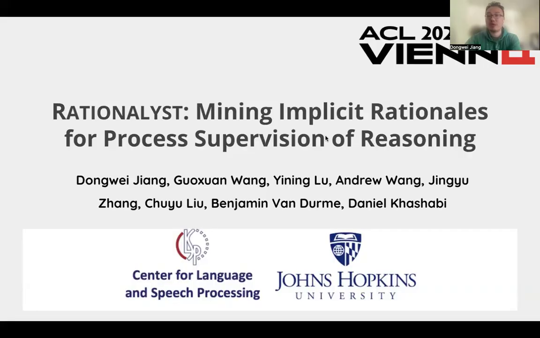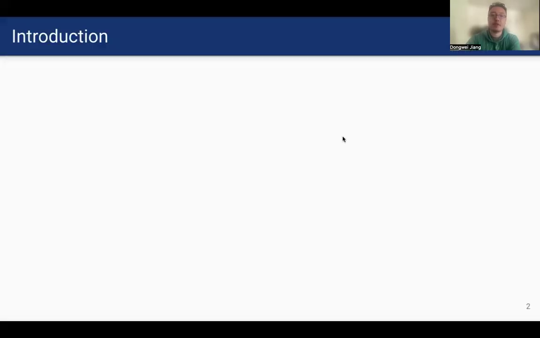Today I'll be presenting RATIONALYST, a novel approach for mining implicit rationales to improve process supervision of reasoning in large language models. This work was conducted by friends and colleagues from Johns Hopkins University and will be presented in ACL 2025. Let me start by talking about the focus of this paper.